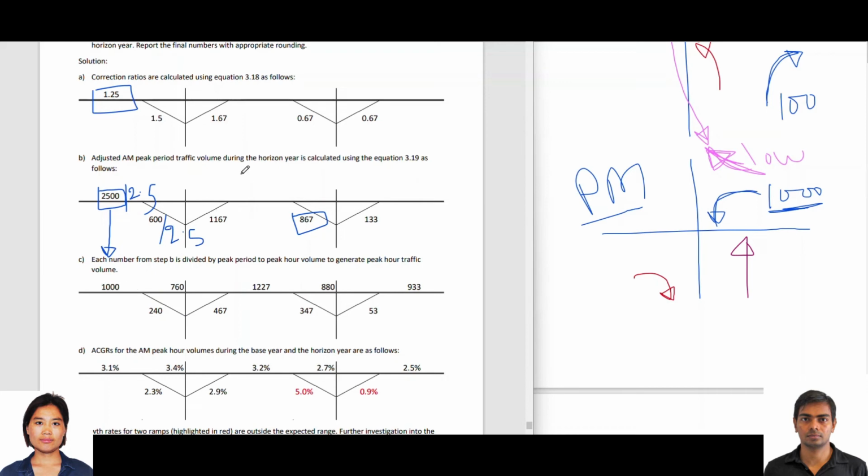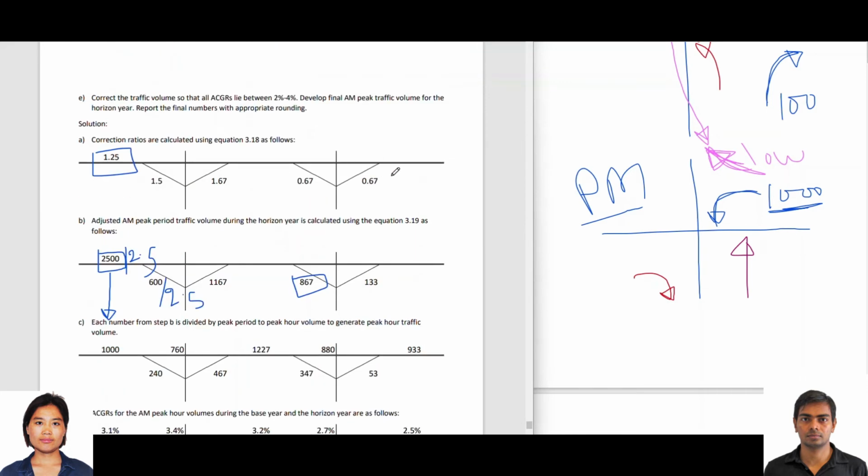So the first one is the correction ratio. The second one is the adjusted future peak period.